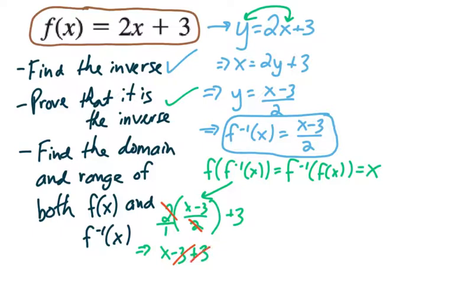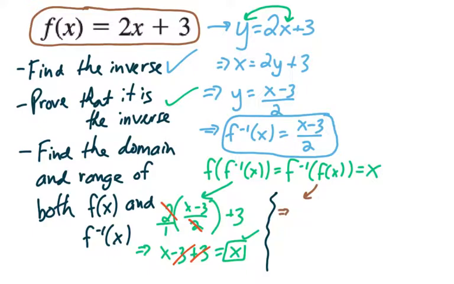What are we left with? What did we want? x. Great, we got it. Just take a little peek, folks. You see how I canceled the 2s first and then the 3s last. So can you imagine what is the order when I do this second one? Okay, ready? Here comes this one. Let's plug the original back into the inverse.